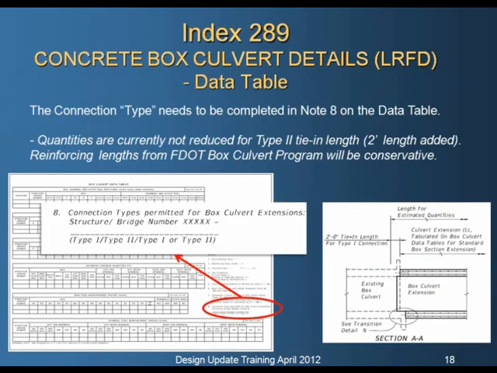As part of that change, the designer will need to complete Note 8 in the box culvert data table, and it can either be one type of connection or both. Just a point to note that the quantities won't be reduced for the type 2 connection, even though we're not cutting back the existing culvert 2 feet. There would still be an additional payment of 2 feet in the length to cover the cost of the connection.